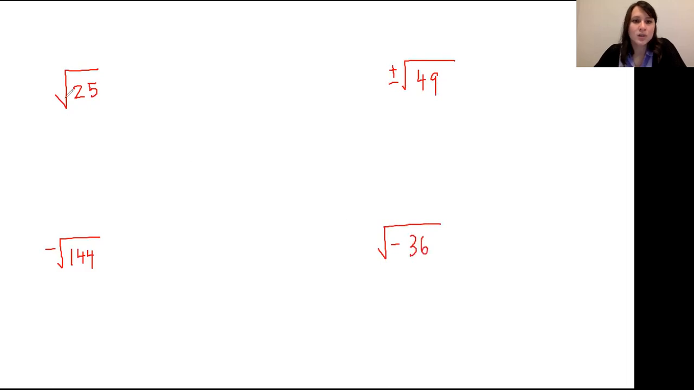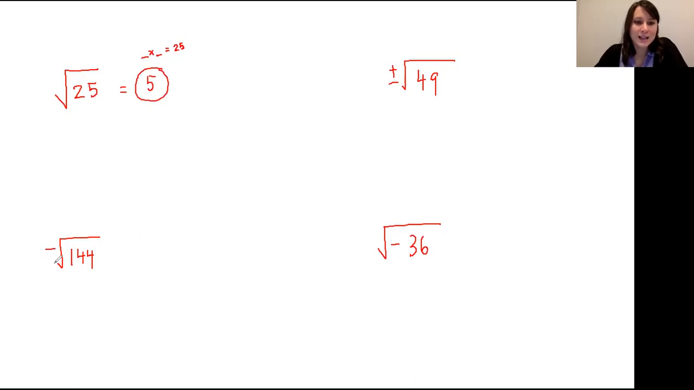Okay, so first one here, square root of 25, that's just a positive number. So we have to think through what two numbers that are the same multiplied equals 25. Well, 5 times 5 is 25, right? So 5 is our answer. 5 is the square root of 25.